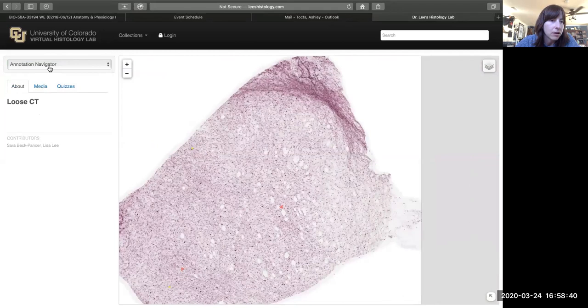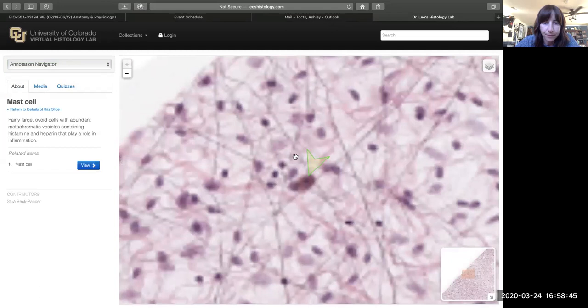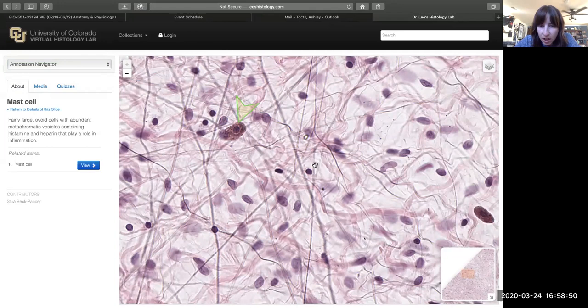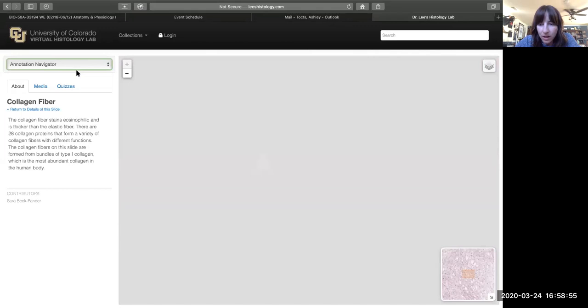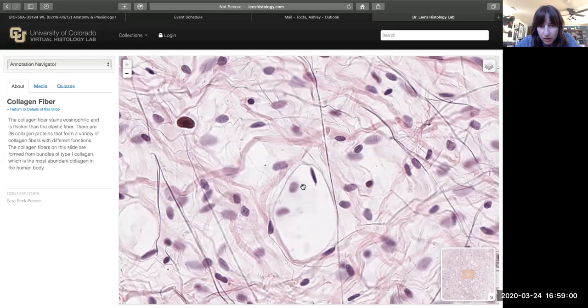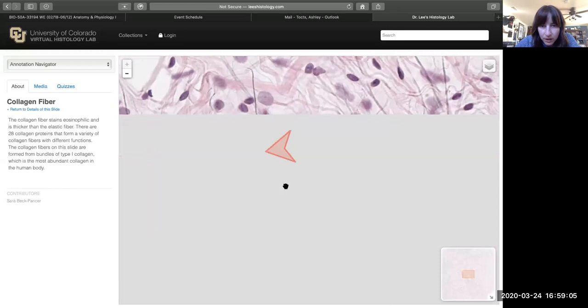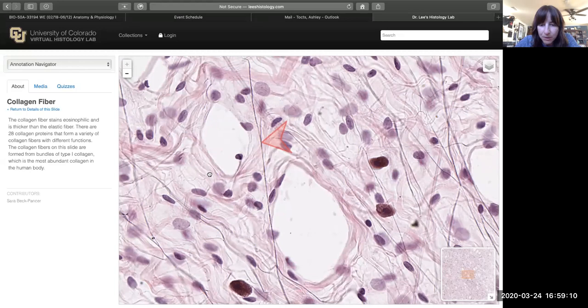Okay. Well, at least you can see the different types of cells in this areolar loose connective tissue. There is a mast cell. We've got a collagen fiber. There's my collagen fiber right there. You can pretty much tell because it's not branched.